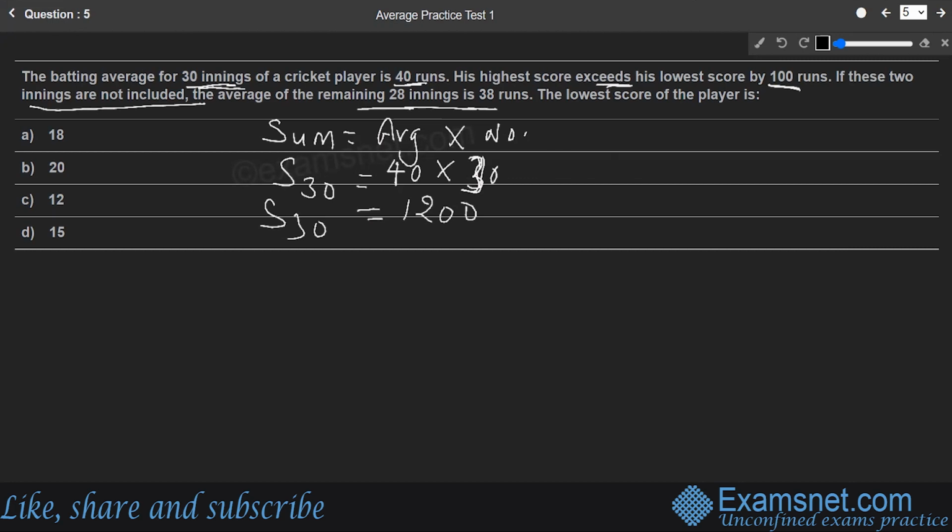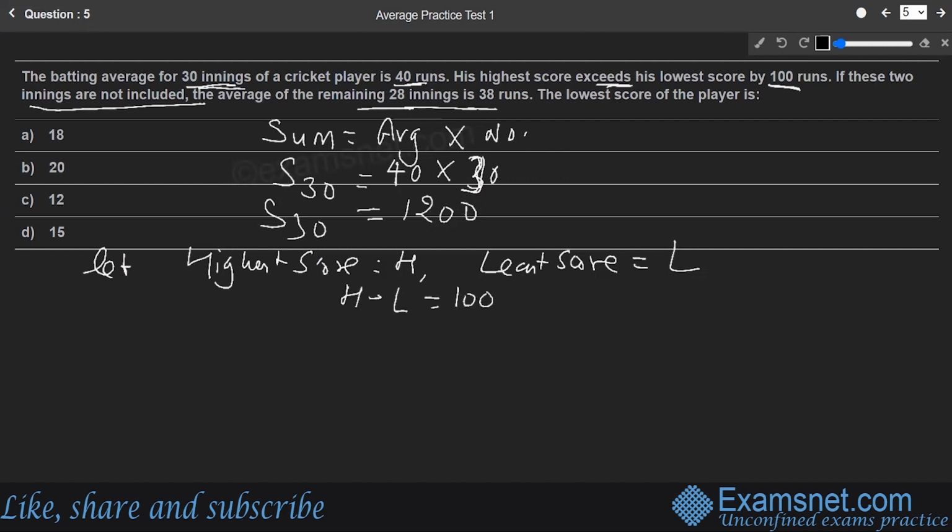We don't know what is the highest one, what is the least one. So let us assume the highest score is H, and at the same time let's say the inning in which he has scored the least score is L. So they say highest exceeds the lowest by 100. So what we can write, H minus L is 100. That is the difference between highest and least is 100 runs. So this is another thing that we have.